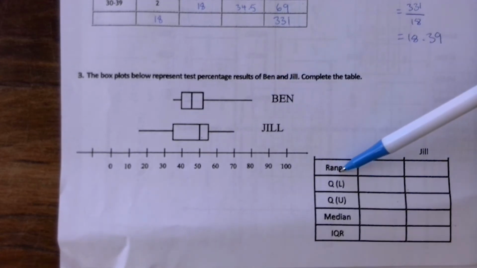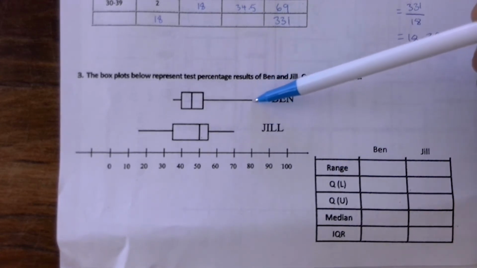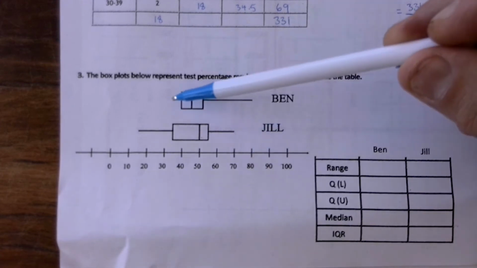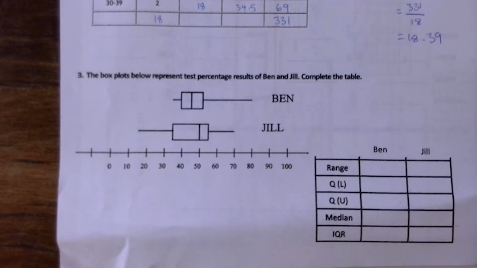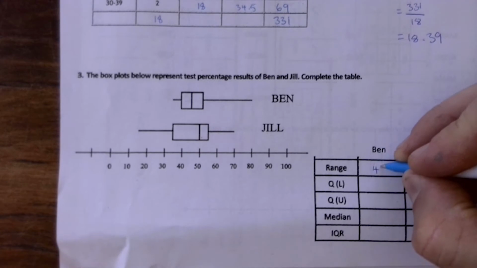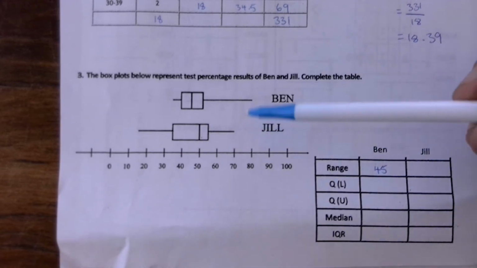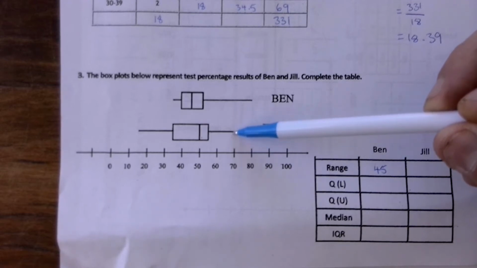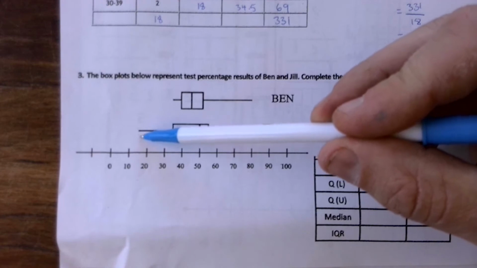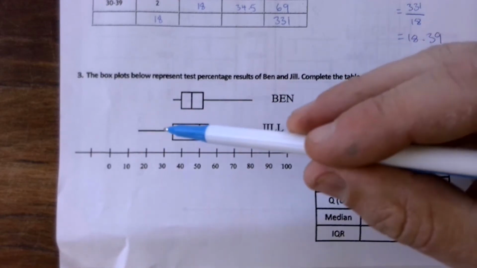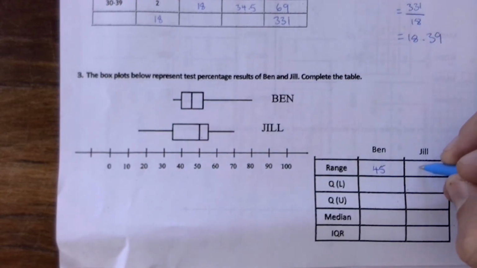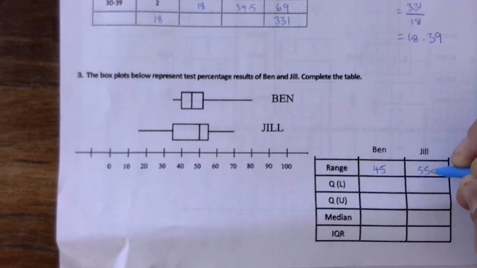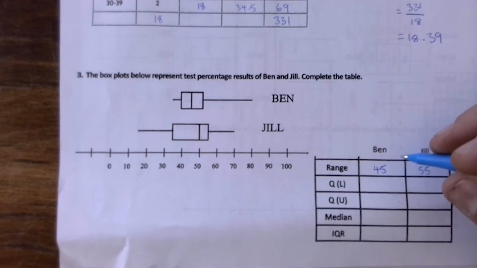So if you're after the range for Ben, it will be 80 minus 35. So there's a range of 45. So again, if we do Jill, she has upper range of 70, or highest value of 70, and lowest of 15. So 70 minus 15 gives us 55. So we can see that Jill has a broader range than Ben.